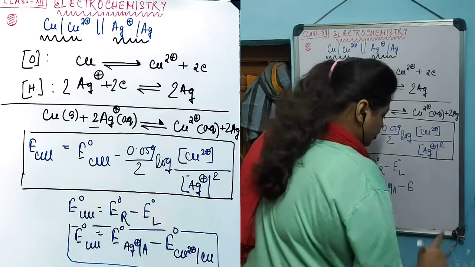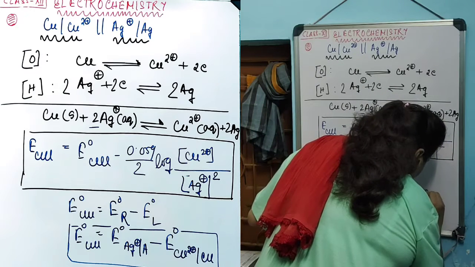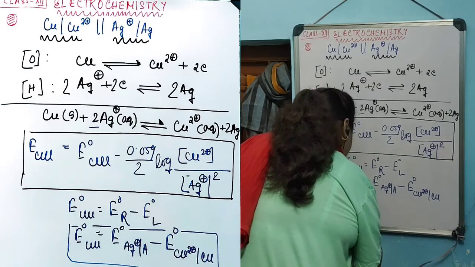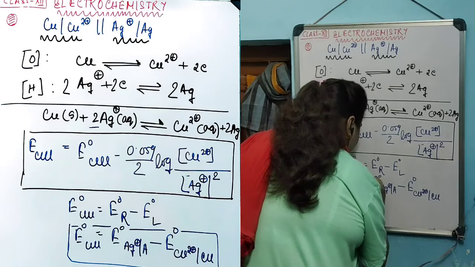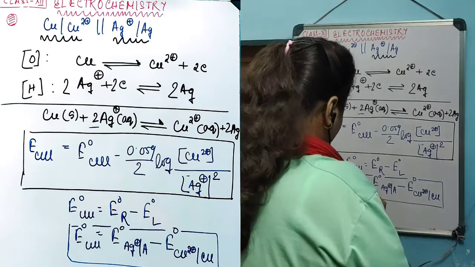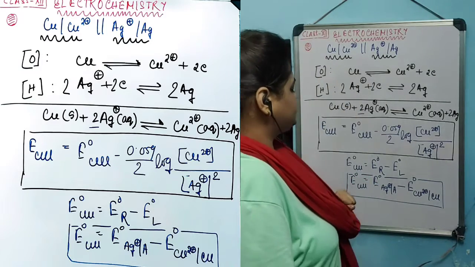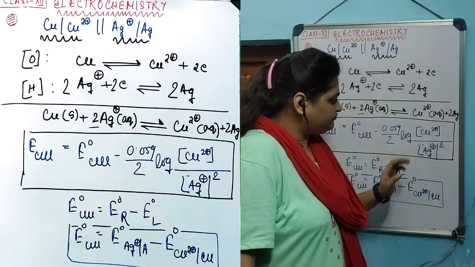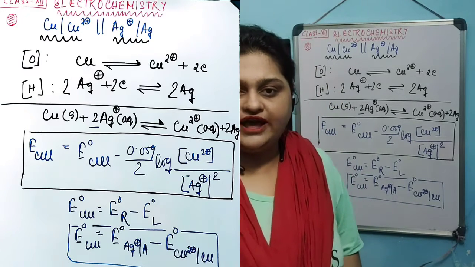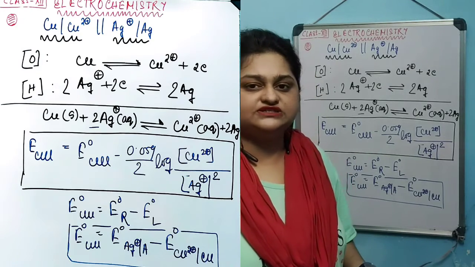The reduction E naught potential value for copper 2 plus is the E naught of the copper 2 plus by copper couple. By using this equation, we can find the standard electrode potential value for this overall cell reaction, and by putting the respective values in their places, we can calculate the electrode potential of the overall cell and also the standard electrode potential of the overall cell.